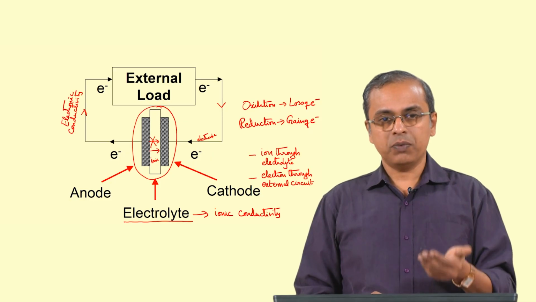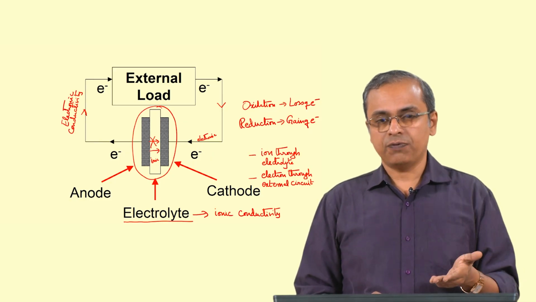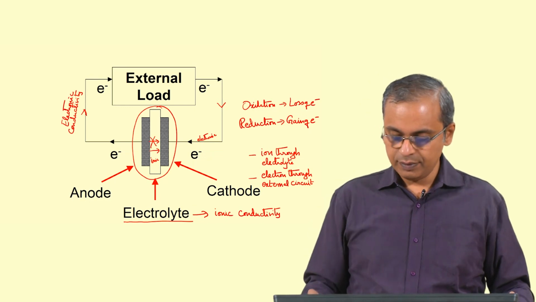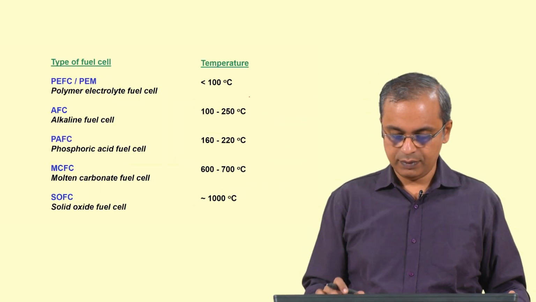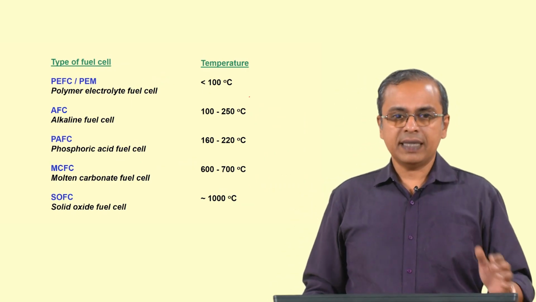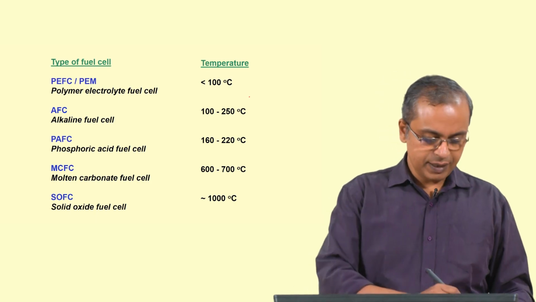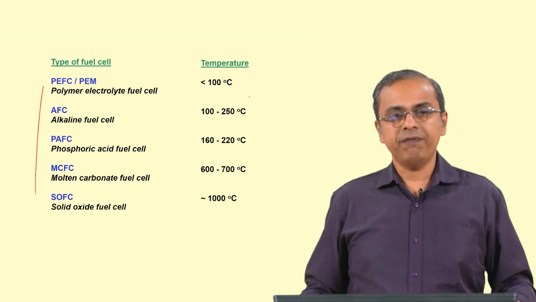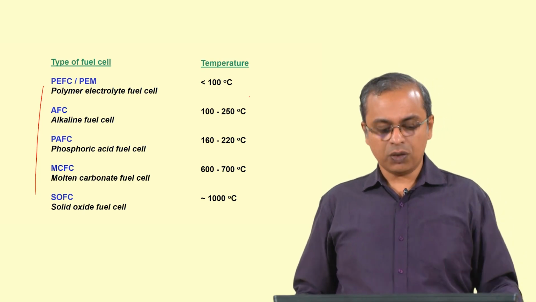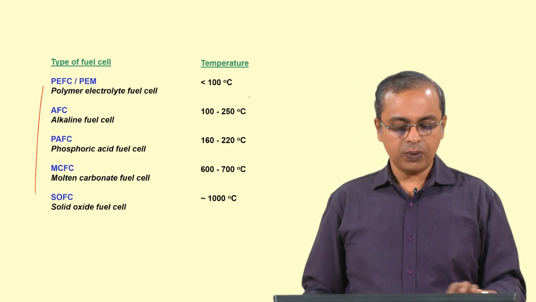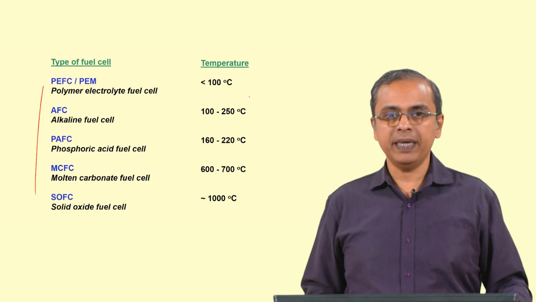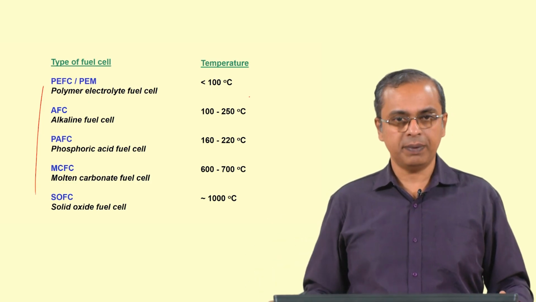So, in the table that I am going to show you, I am going to look at a few different types of fuel cells, and in each case the primary difference is the electrolyte. On the left hand side of the table that you see here, you see different types of fuel cells. The one right at the top is what is referred to as a polymer electrolyte fuel cell or a proton exchange membrane fuel cell, a PEM fuel cell.